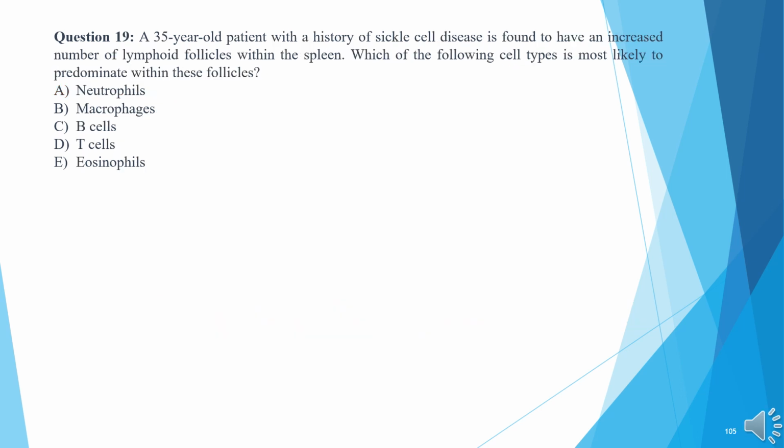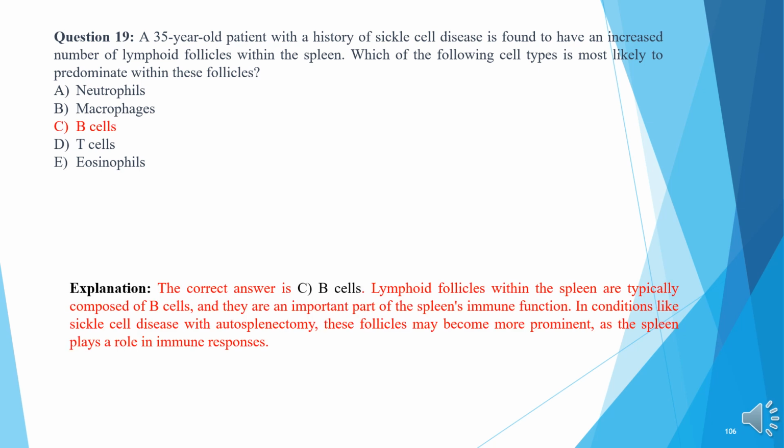Question 19. A 35-year-old patient with a history of sickle cell disease is found to have an increased number of lymphoid follicles within the spleen. Which of the following cell types is most likely to predominate within these follicles? A. Neutrophils. B. Macrophages. C. B cells. D. T cells. E. Eosinophils. The correct answer is C.